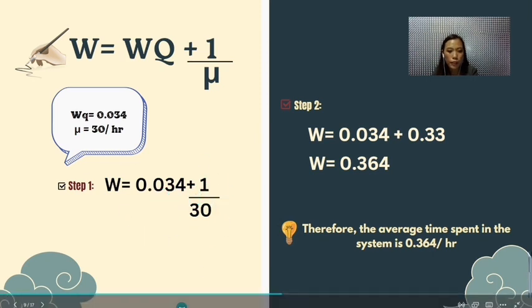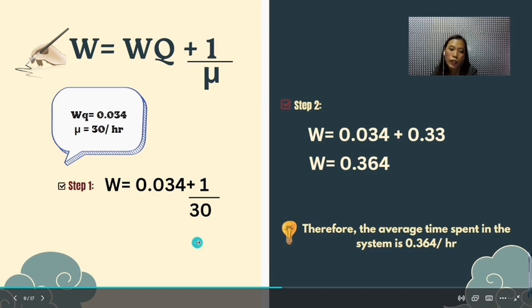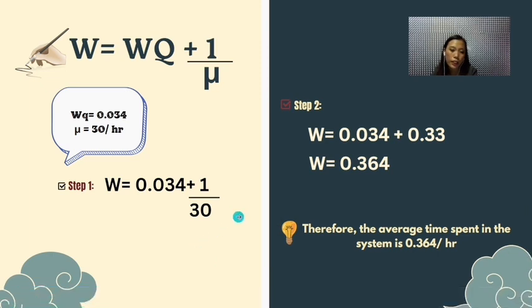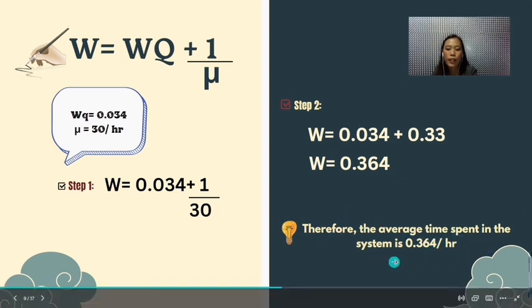Based on the PEMDAS rule, we first need to divide 1 over 30. So, 1 over 30 is equal to 0.033. And now we can add the 0.034, and the answer is 0.364. So, therefore, the average time spent in the system is 0.364 per hour.